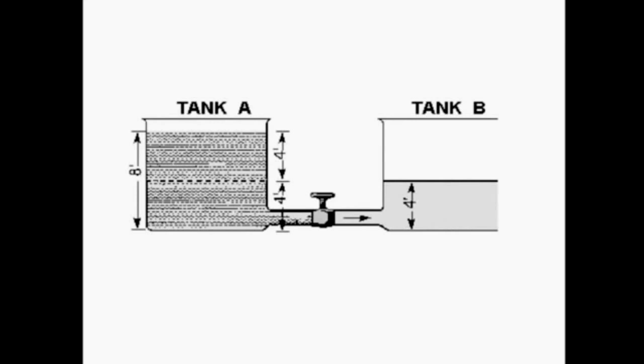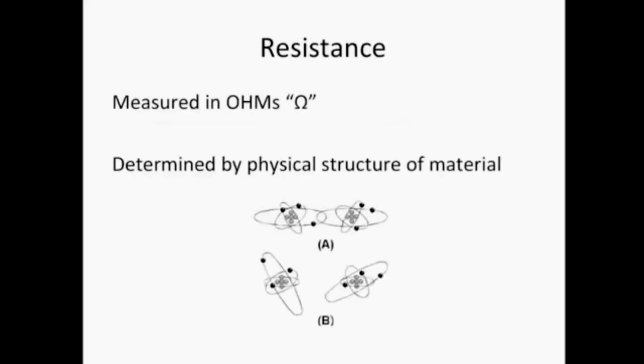So we have our voltage and our current, and now there's one other really important part to this puzzle, and that's the resistance. That would be symbolized by that little valve sitting there in the middle, regulating basically what our current is. Our resistance is measured in ohms. You also use the little omega symbol to represent it. The resistance of any material is determined by the physical structure of the material.